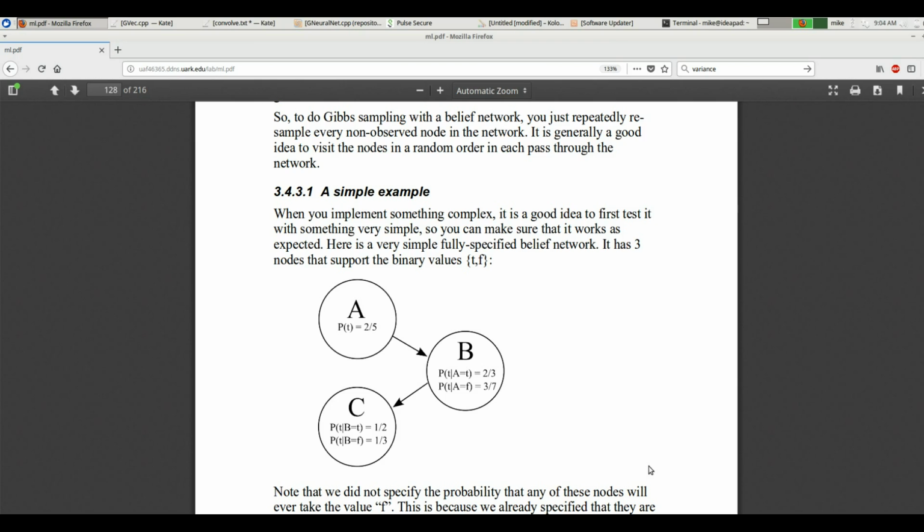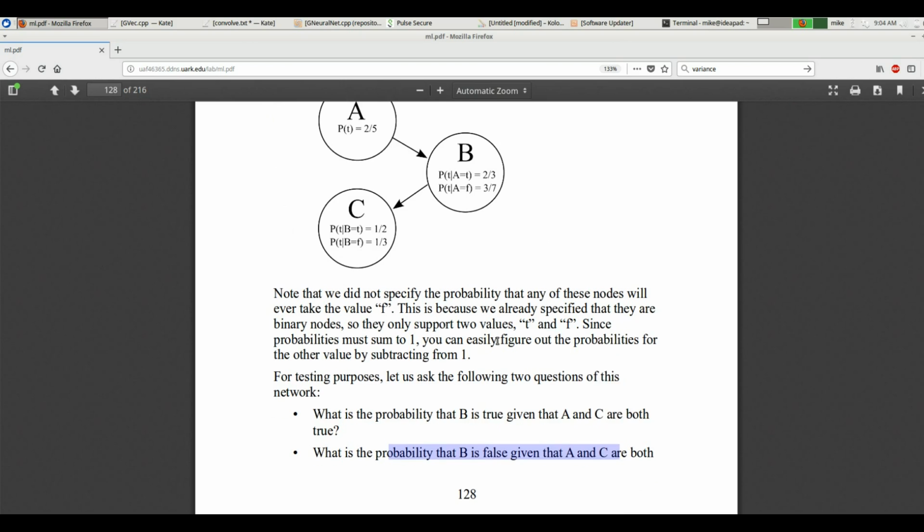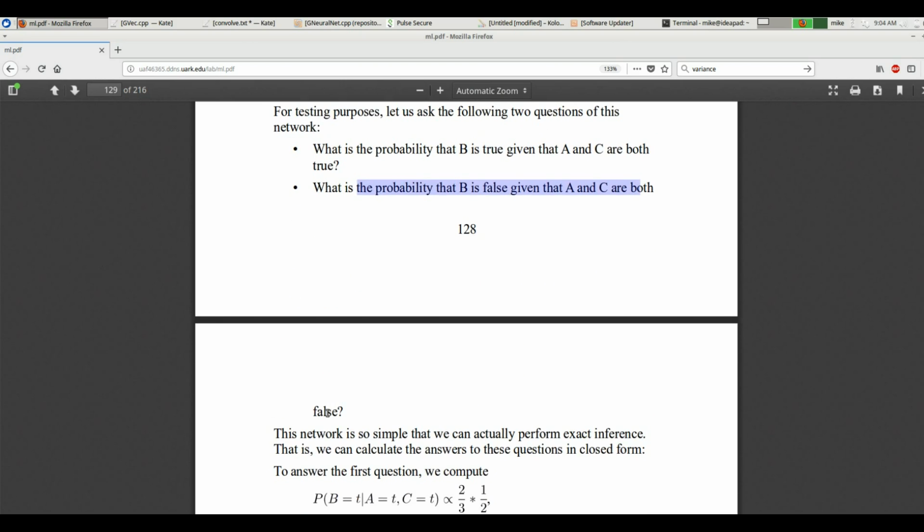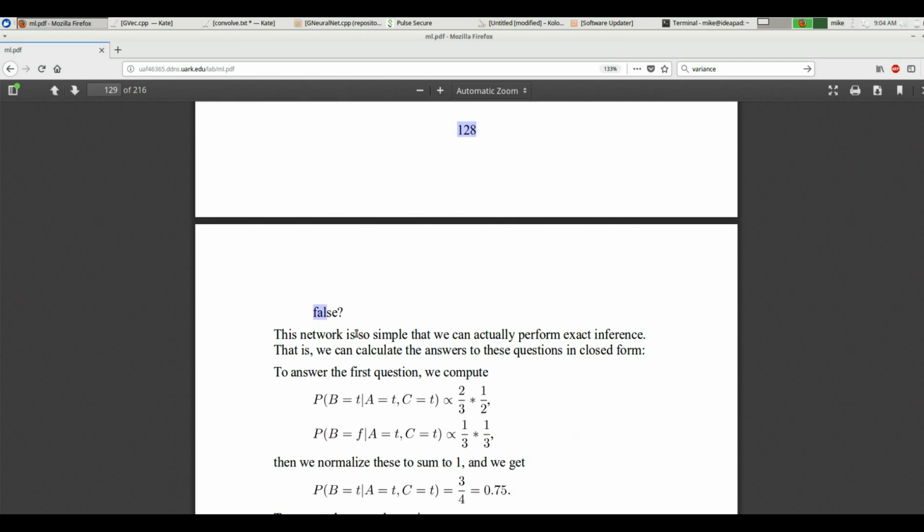I'm showing you the Markov blanket principle here, right? So it would not be true to say there's a 2/3 chance that B is true. What is the probability that B is true? And that's what we need to work through so that you can see that this is all the case. What's the probability B is false given that A and C are both false? Okay, those are 2 questions to ask.